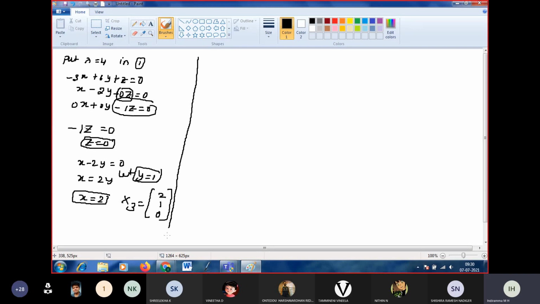So now after finding the eigenvectors, we have to construct the model matrix P such that the first column will be the first eigenvector. What is the first eigenvector if lambda equal to minus 1? If lambda is minus 1, what is the first eigenvector we got?